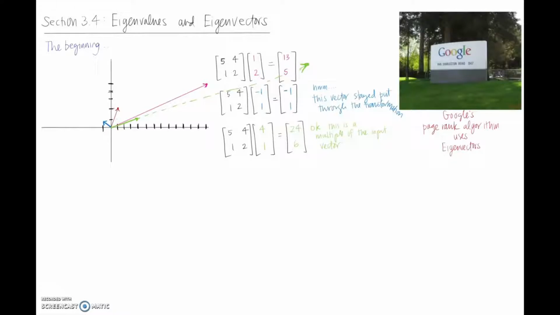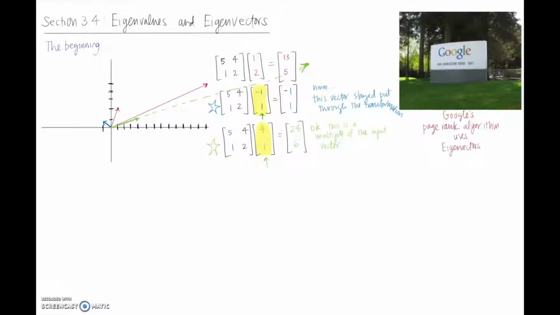And so these are two kind of special cases, this one right here, and very similar, this case right here, where these special vectors are going through the transformation, but they're kind of staying put, or at least they're staying on the span of the original vector. And these are the special types of vectors that we're talking about here today.